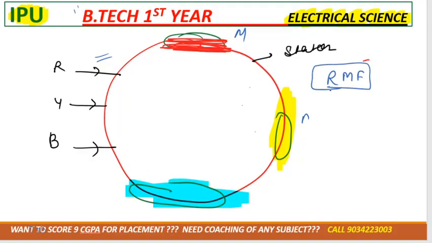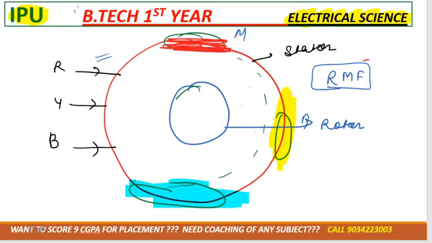RMF means the rotating magnetic field. Inside there is a rotor, and what happens in the rotor? If the rotor is stationary and the magnetic field keeps on moving, then the flux will cut, and if there is flux cut, then the flux will change. According to Faraday's law of electromagnetic induction, EMF will be induced, and due to this EMF, current will be produced in the rotor.